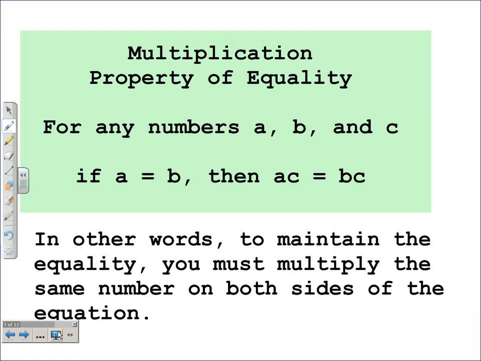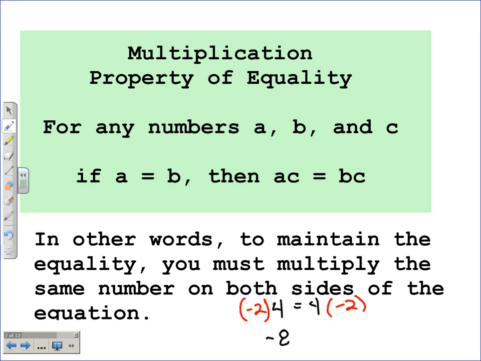Moving on to the second objective, we were going to talk about the 4 properties of equality today: addition, subtraction, multiplication, and division. Here we are at multiplication. The multiplication property of equality for any numbers a, b, and c. If a is equal to b, then a times c is equal to b times c. Just like the other properties, to maintain the equality, you have to multiply both sides by the same number. In the case of 4 is equal to 4, you may multiply each side by negative 2. Whatever you do to one side, you do to the other side, and that would give negative 8 is equal to negative 8.